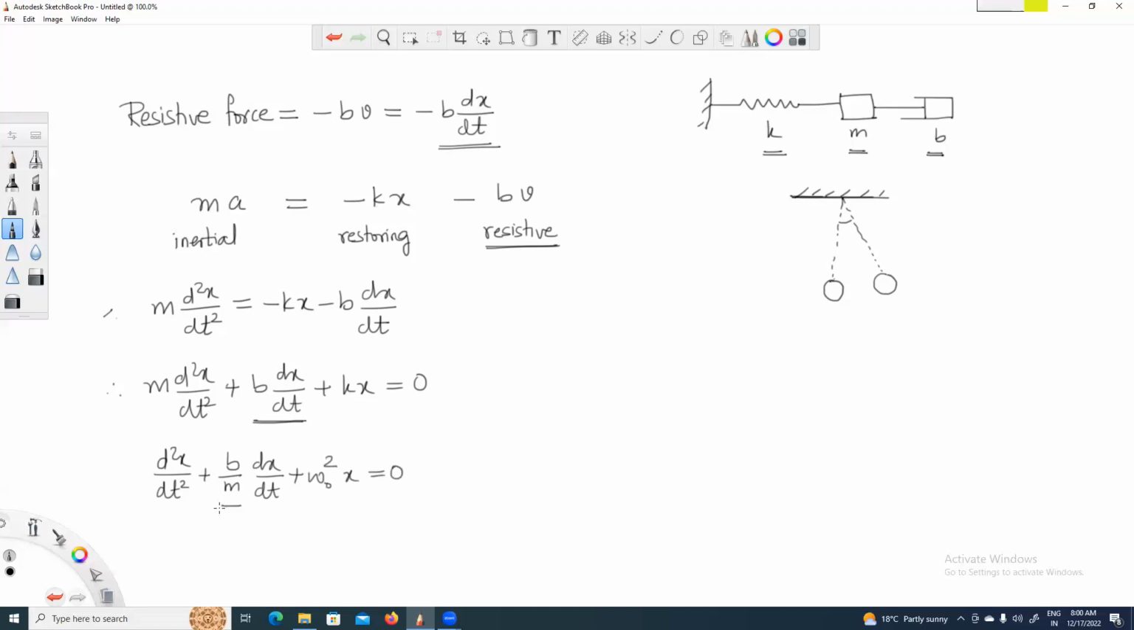Now we have this additional term here. For the sake of simplicity of the calculation, let's define b over m as 2 lambda. So our differential equation becomes d2x upon dt square plus 2 lambda times dx by dt plus omega naught square x equals 0. If I solve this differential equation, I'll be able to get the displacement as a function of time t. So let us try to solve it.